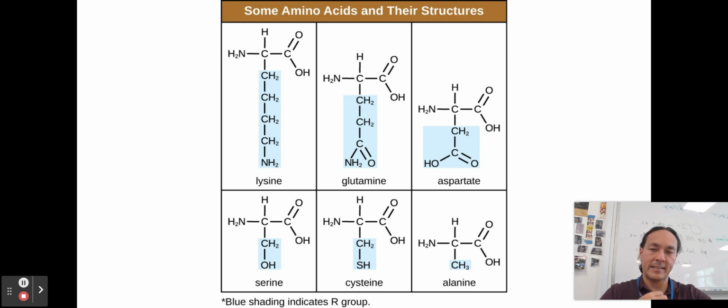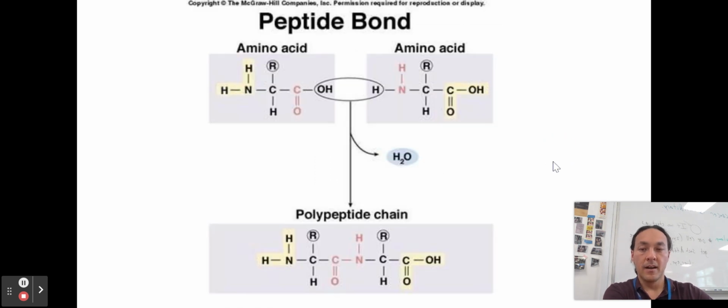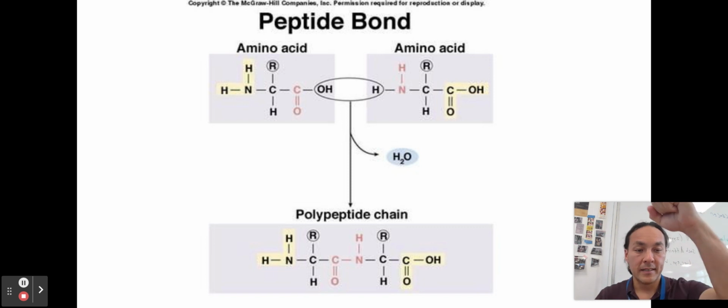All right, here we go. Here's some amino acids and their structures. So notice how lysine has this long chain, glutamine has this chain, aspartate has a much smaller one, alanine is much smaller. And so this is just showing differences in the R groups. These R groups will interact with each other later on. We'll get into that. Here's where that sulfur comes from. It's in cysteine and methionine.